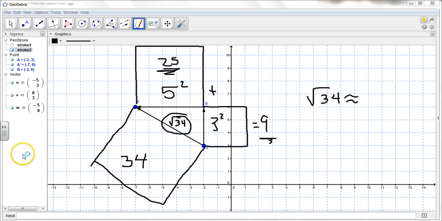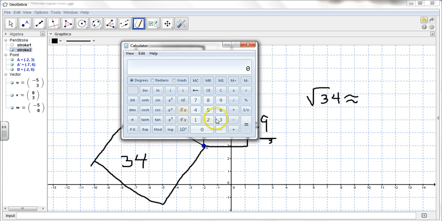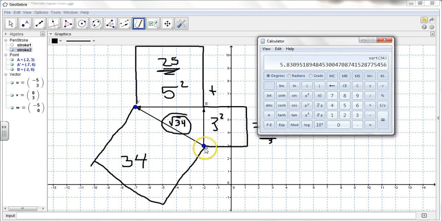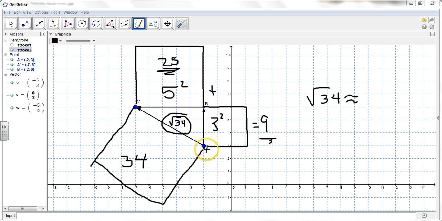So I'm going to grab my calculator and I'm going to take 34 and find out what the square root of it is, which is right here. So really, if you look at this length as a decimal, it's about 5.83 units long. That's about how far this point translated. So that's how we use Pythagorean theorem to find the length of a vector that is diagonal by using the vertical and the horizontal components of that diagonal length and using Pythagorean's theorem.